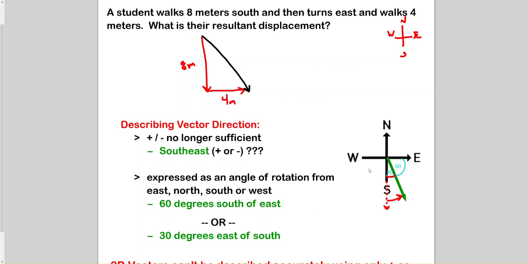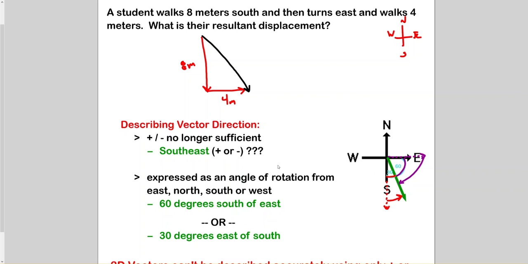So we could say that this vector is 30 degrees east of south. Another way to do this is, instead of facing south, I could face east, and then I could go south of east. Well, how far south of east would I have to go? I would have to go 60 degrees south of east. And so I would get this angle. These two mean the same thing. Either of these get us to the same spot.